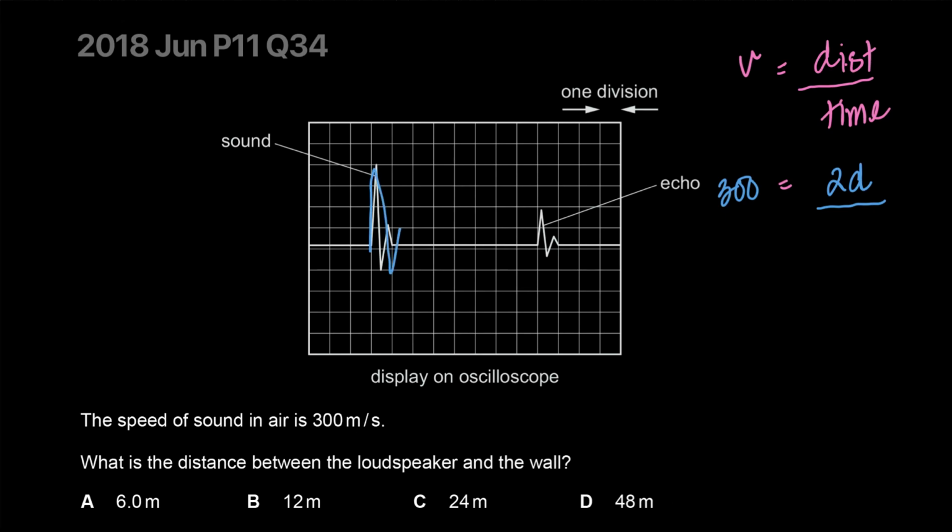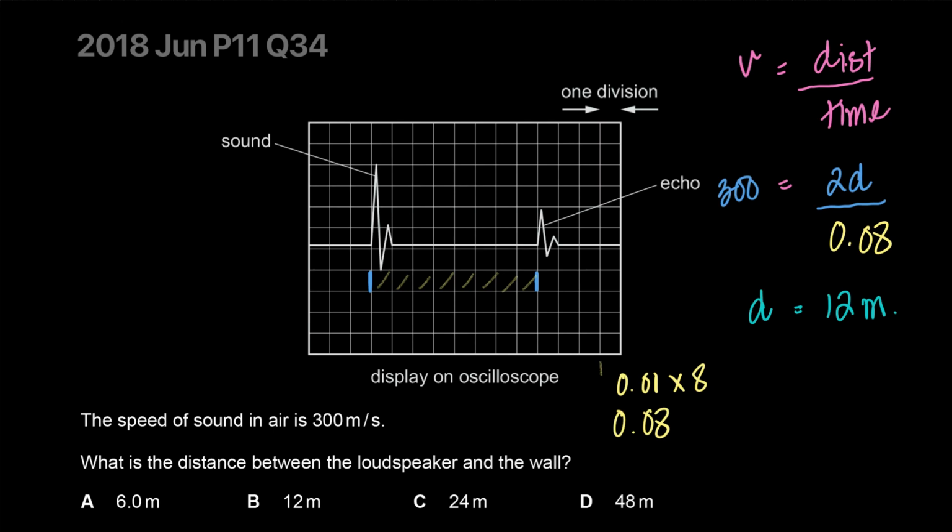Which cell do we count? The sound is starting here, and it's stopping here, right? So that's going to be 1, 2, 3, 4, 5, 6, 7, 8. And each cell is 0.01 seconds, and you have 8 of these cells, or divisions. So the time it took for this sound to travel is 0.08 seconds. Doing the math, D will come out to 12 meters. Easy question. And our correct answer is B.